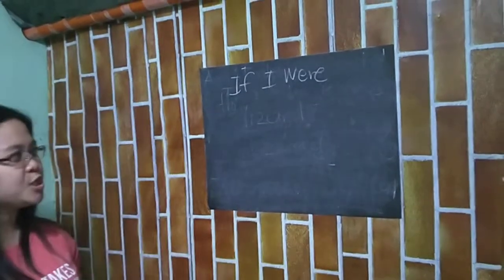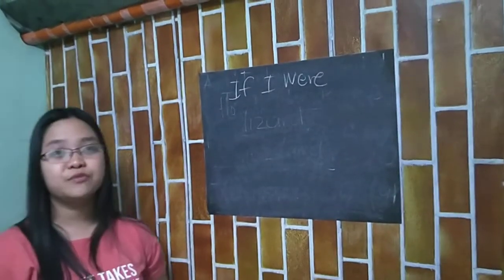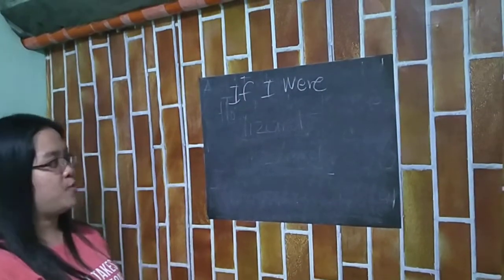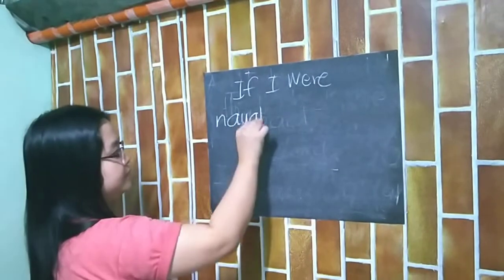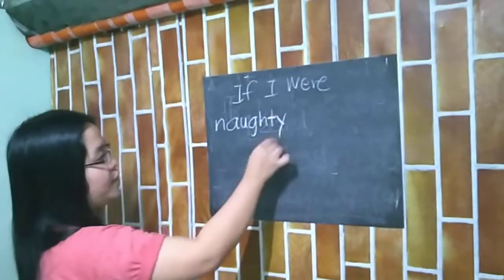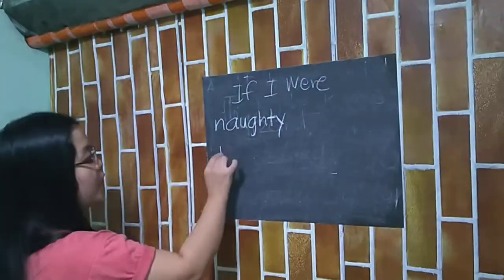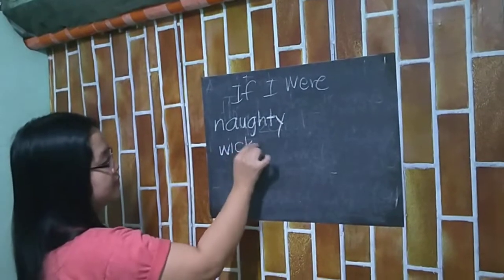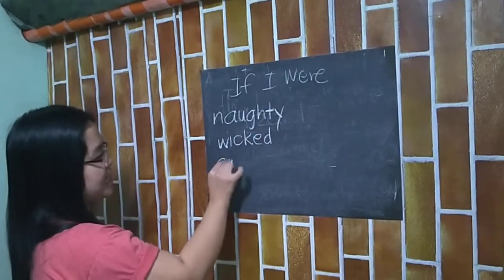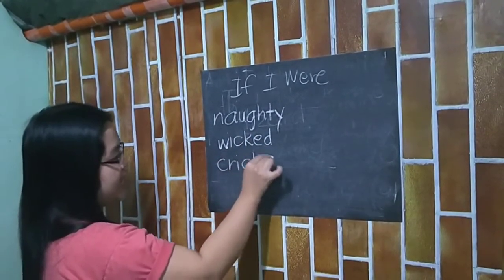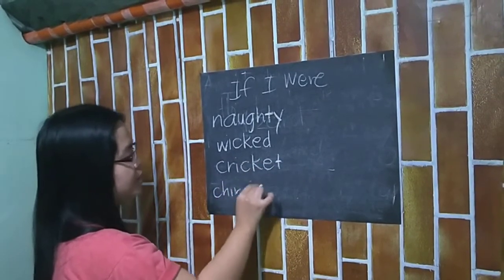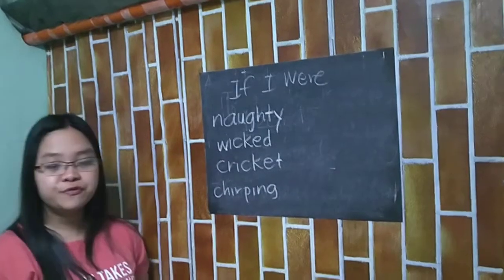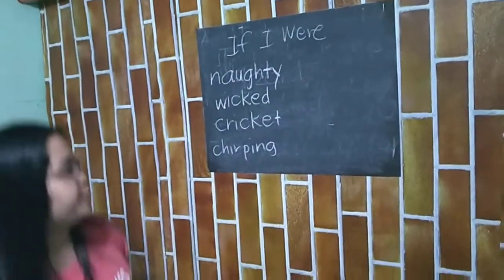Okay, have you observed the words that are written in bold face on the poem? So we have the word naughty. We also have the word wicked. The other one is cricket and the word chirping. So these are the words that are written in bold face on our poem.